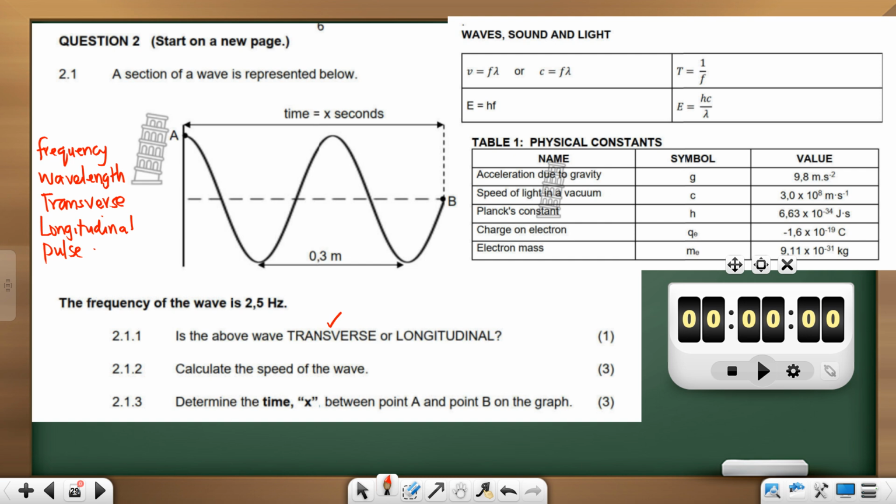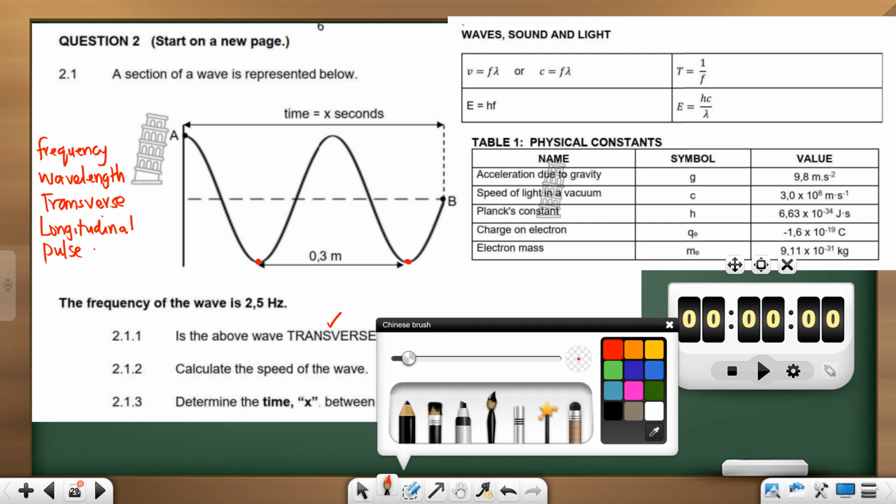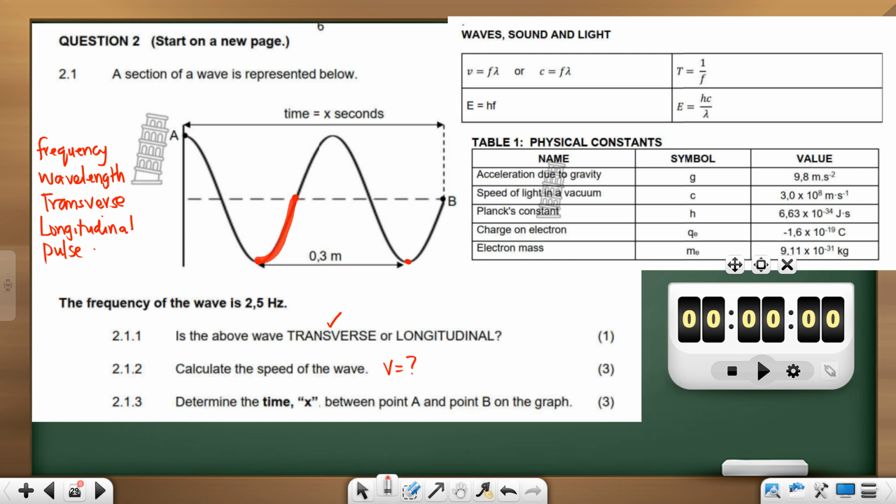Calculate the speed. Again, I need V. What do I know? Let's check. I know frequency, right? Which is F. Can I get the wavelength? Isn't 0,3 meters the wavelength? From one point on the wave to the next successive point in phase. Because that gives me a full wave. That is a quarter, half, and a quarter. Oh, this is my wavelength. And I know the frequency. So I think we are done there.